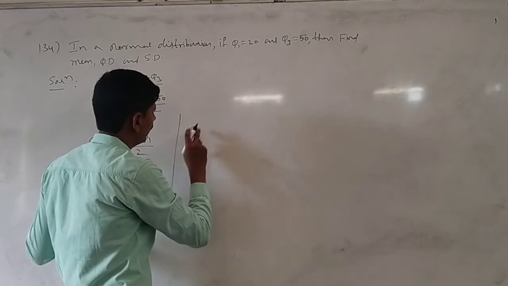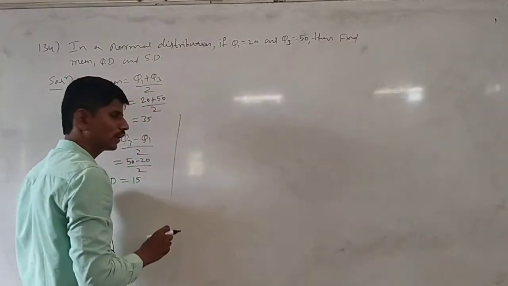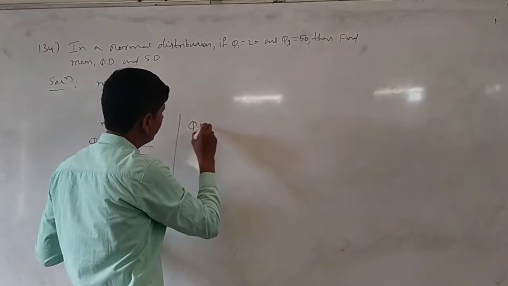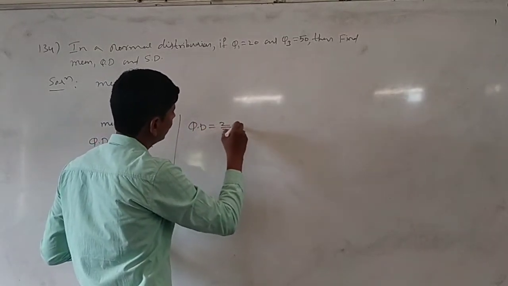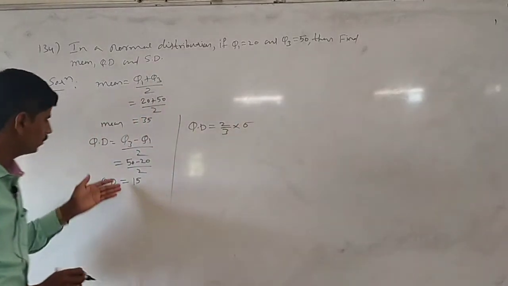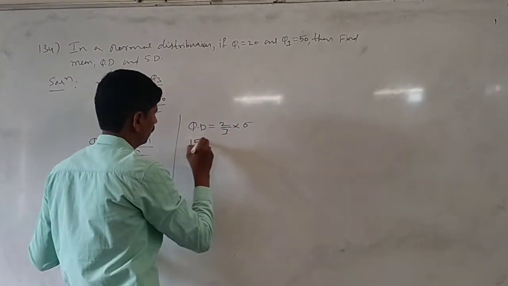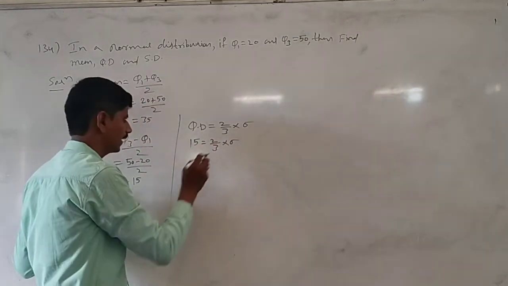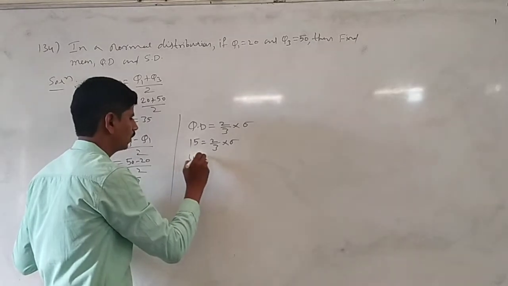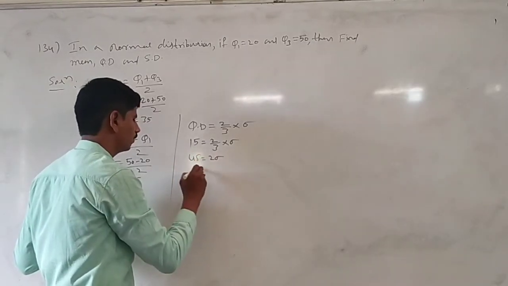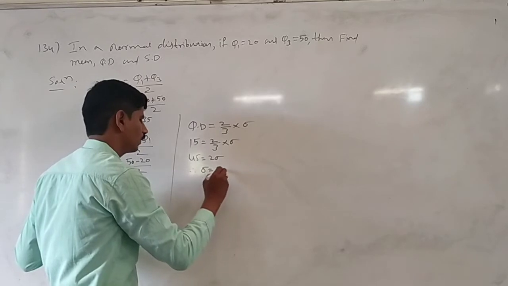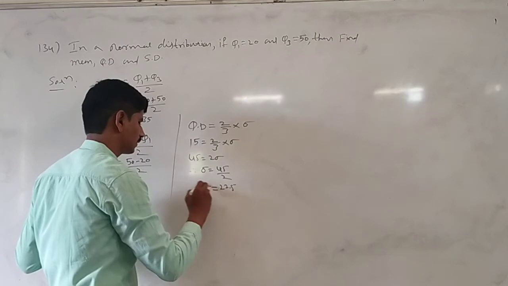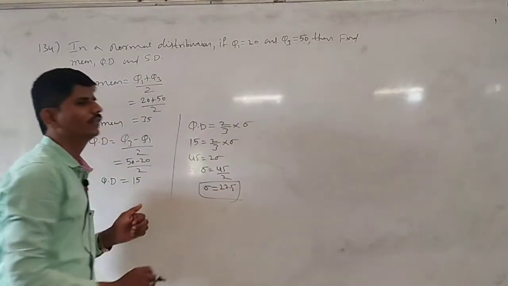Find standard deviation. How to calculate? You have to apply the quartile deviation formula: QD equal to 2 by 3 into sigma. Then substitute the QD value. QD value is 15. 15 equal to 2 by 3 into sigma. 15 times 3 is 45, 45 equal to 2 sigma. Therefore, sigma equal to 45 divided by 2, that is 22.5. Standard deviation is 22.5.